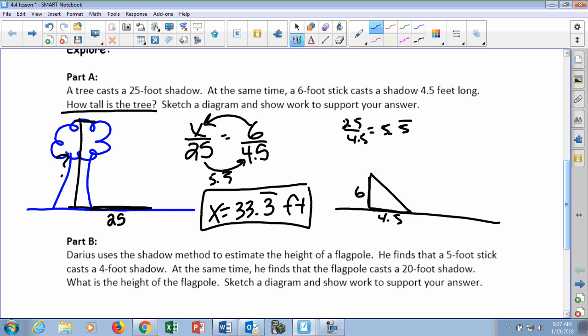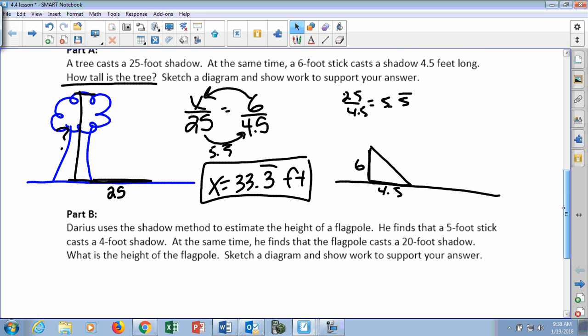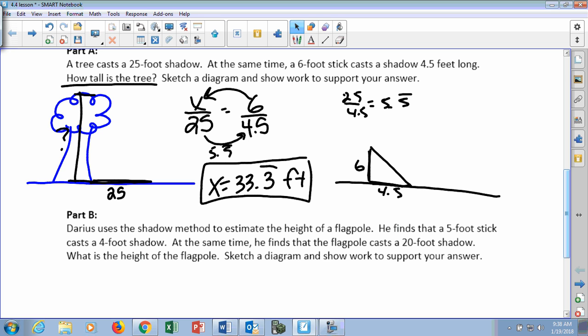All right, so I'm going to put you on a little task. I want you to do part B. Part B says Darius uses the shadow method to estimate the height of a flagpole. He finds that a 5-foot stick casts a 4-foot shadow. At the same time, he finds the flagpole casts a 20-foot shadow. What is the height of the flagpole? Again, if you're an artist, you're going to love this section because you get to draw. Make the picture, that will help you. We'll give you about 5 minutes or so, big hand on the 9, maybe 7 then. Let you try to work on this and see what you can come up with. And I'll leave that example up there.